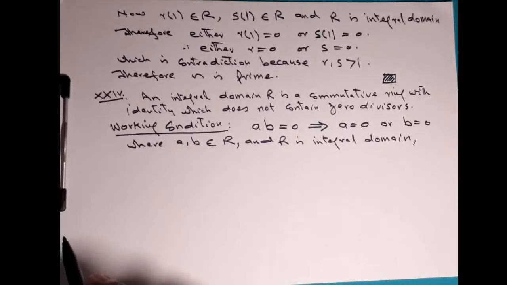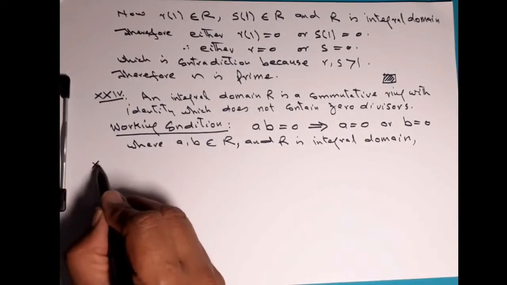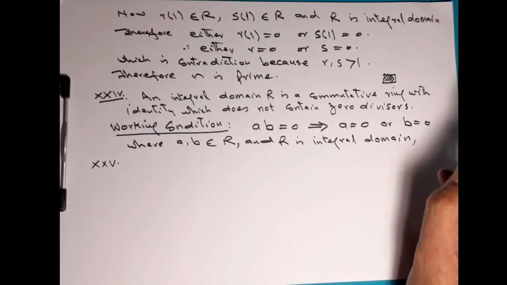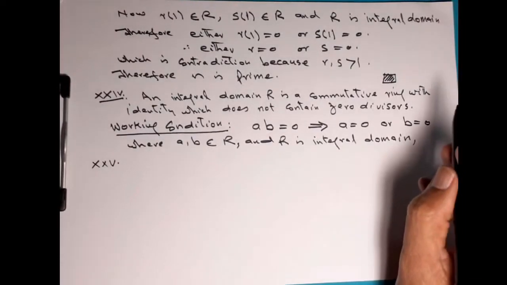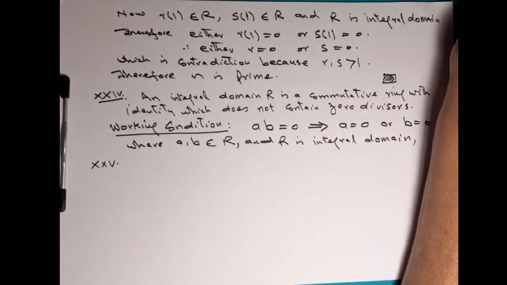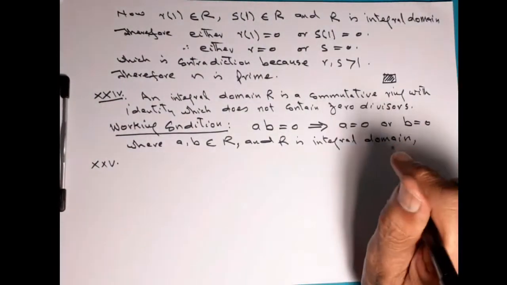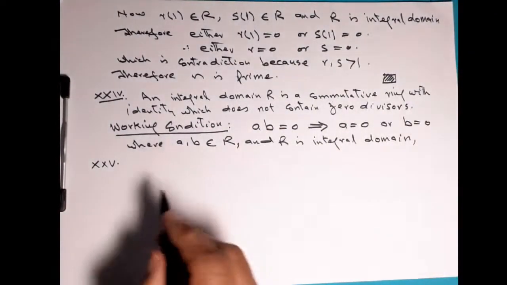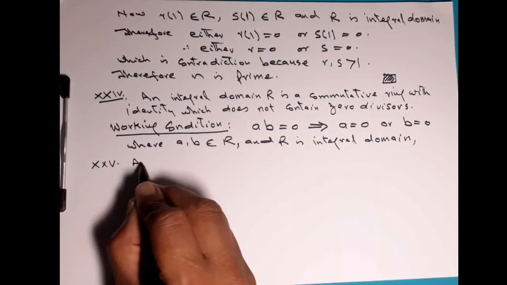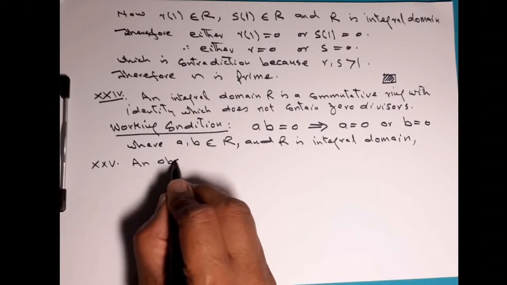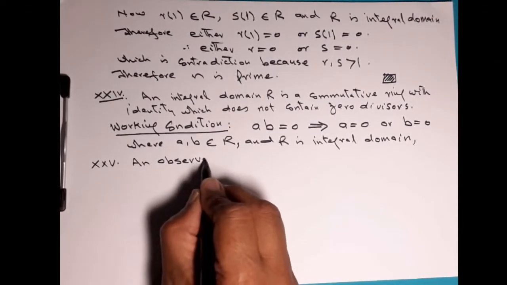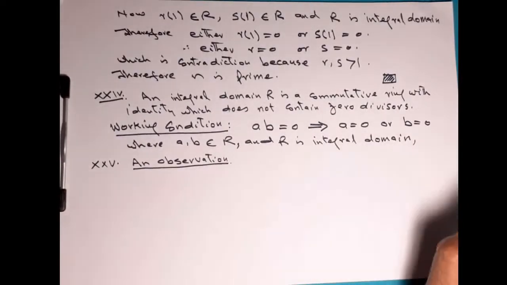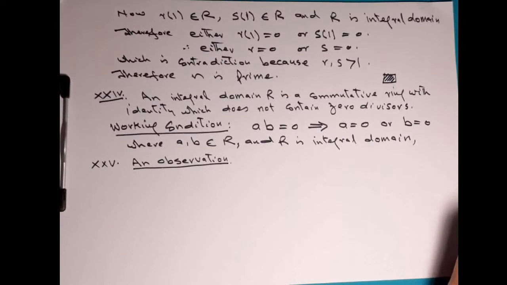So this was about characteristic. Let's do a little bit more about characteristic. In fact, we have a proposition, but first let's have an observation about the binomial theorem. You know about the binomial theorem.